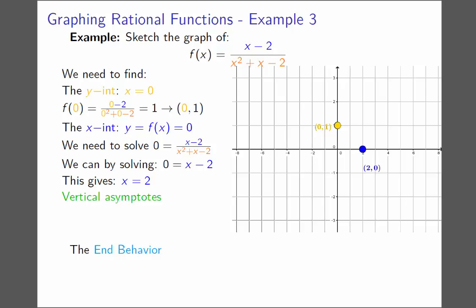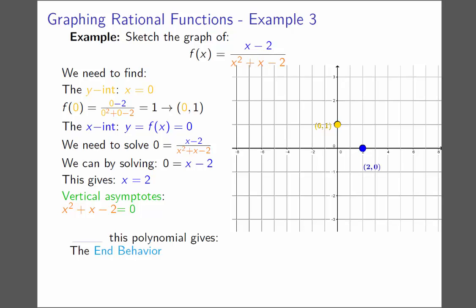Now for the vertical asymptotes, we want to find when the denominator is 0. x squared plus x minus 2 equals 0. And we can solve this using the quadratic formula. If you'd like to see the steps of that done out, you can click the link to the left now. Solving x squared plus x minus 2 equals 0 gives the solutions x equals 1 and x equals negative 2. So this means that we have vertical asymptotes on the lines x equals 1 and x equals negative 2.